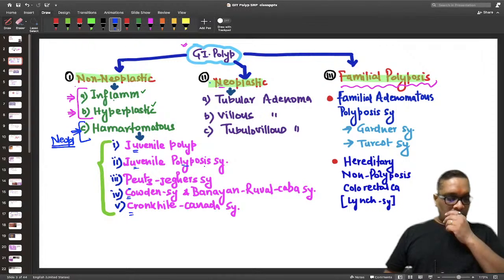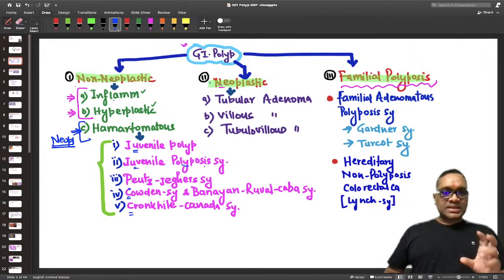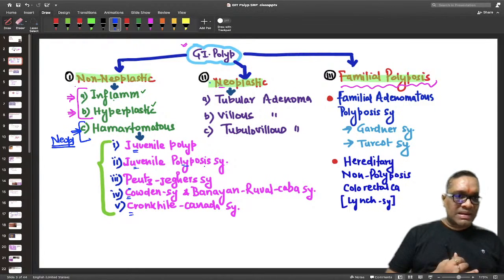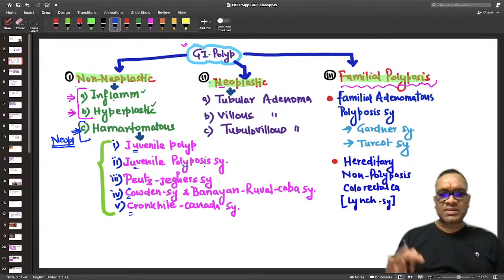Now you can see that these are the important things: non-neoplastic polyps, inflammatory, hyperplastic. They can carry some risk also, right? There is slight risk, but mostly they are considered non-neoplastic, right?